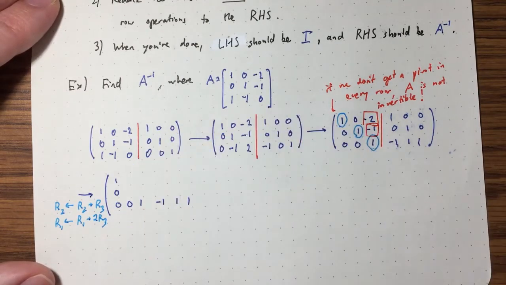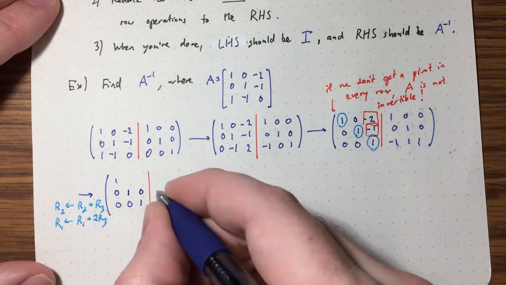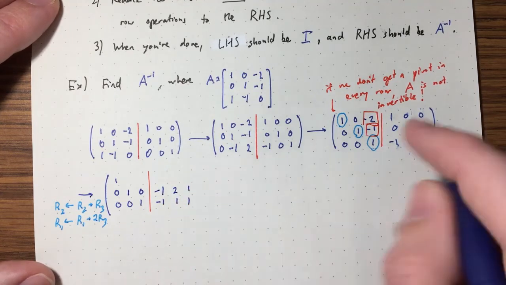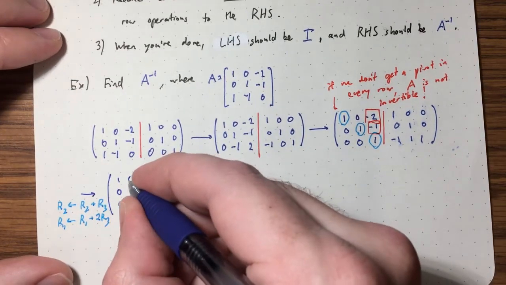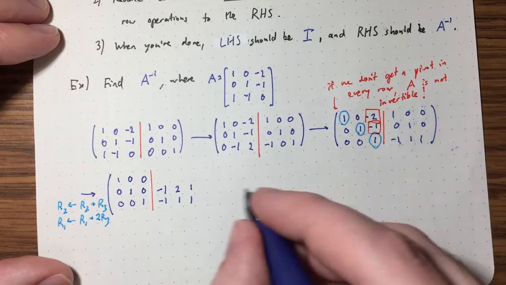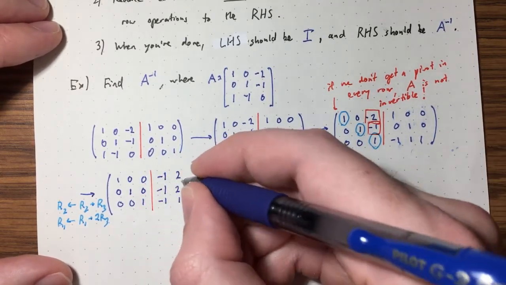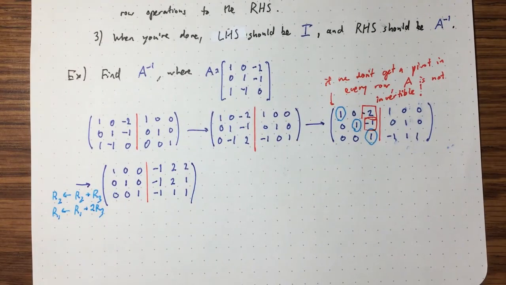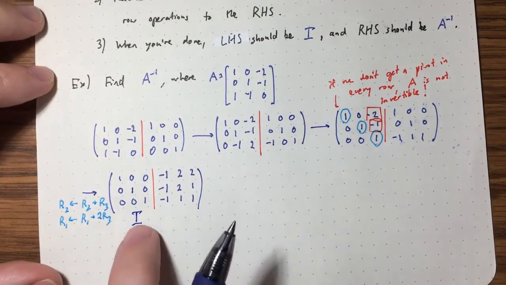Okay, so let's do row 2 first. It's going to become 0, 1, 0. And then this middle row is going to become minus 1, 2, 1, right? Because I added row 3. Then the top row will become 1, 1, 0. But then this will become minus 1, 2, 2. Okay, I added 2 copies of row 3. And we're done. See, what we have here is the identity.